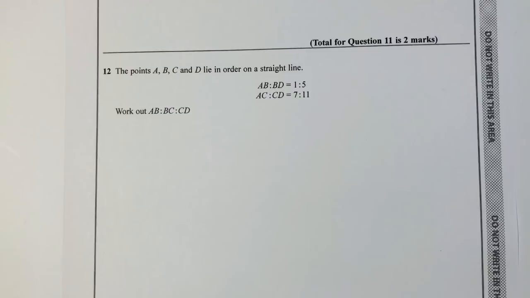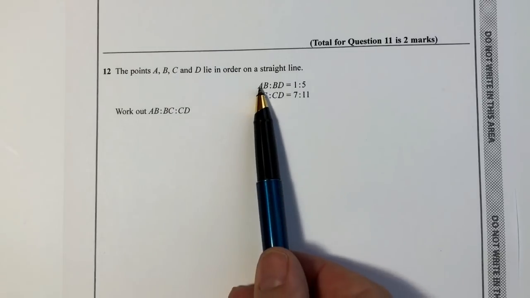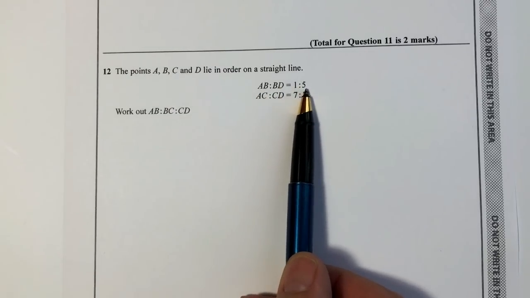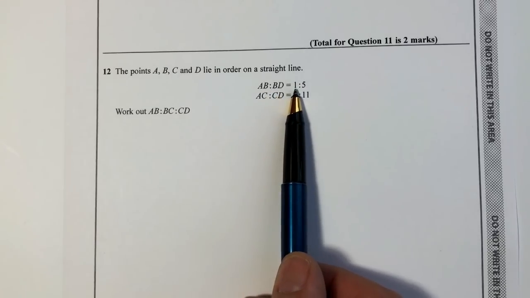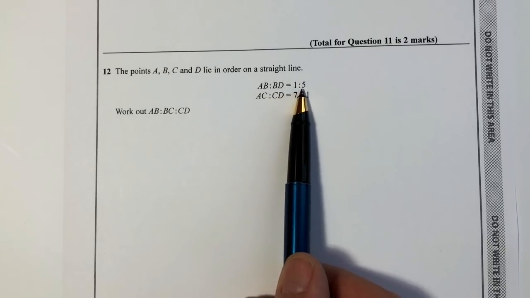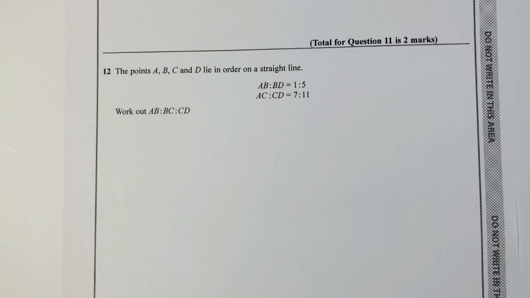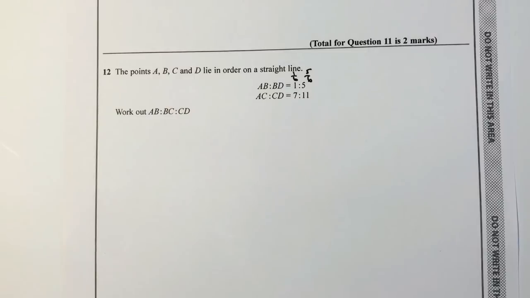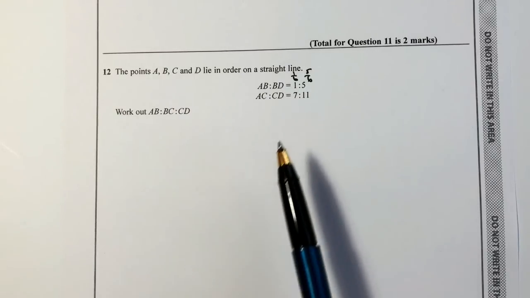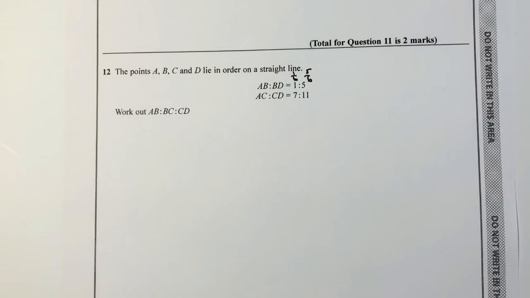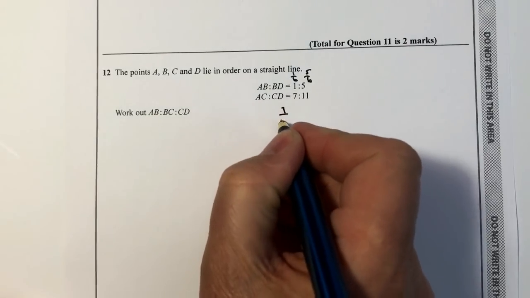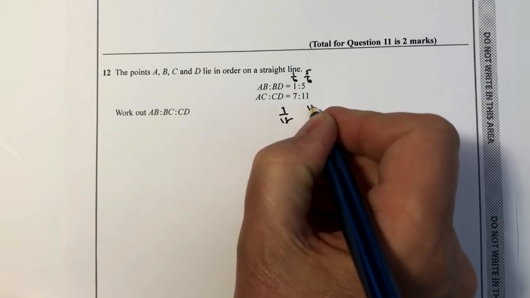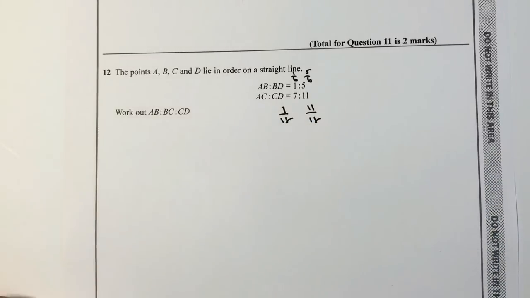If you can imagine this, the line here has been chopped up into 6 pieces. Well, A to B would be 1 piece of it, and then B to D would be 5 pieces of it. So actually what we've got then is a fraction. We can say that's the same as saying 1 out of 6 and 5 out of 6. In a similar way, we can look at these other ratios and say I've got 7 out of 18 for A to C and 11 out of 18 for C to D.